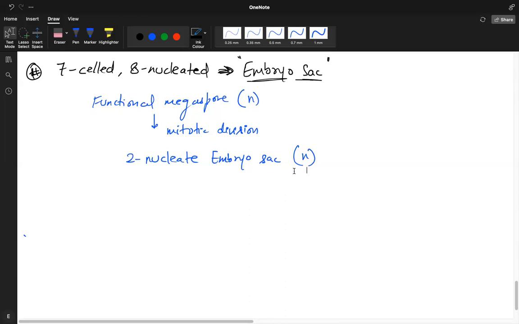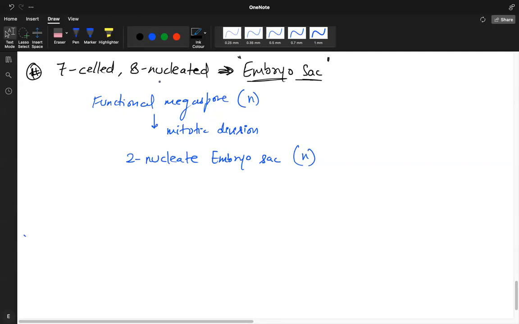And remember, just the nucleus is dividing here first, okay? And then these 2 nuclei go to opposite poles and become the 2-nucleate embryo sac. Then 2 more sequential divisions happen. From 2, it becomes 4, and later, from 4, it becomes 8. So totally there are 8 nuclei that are formed.